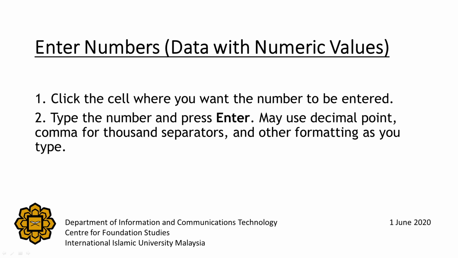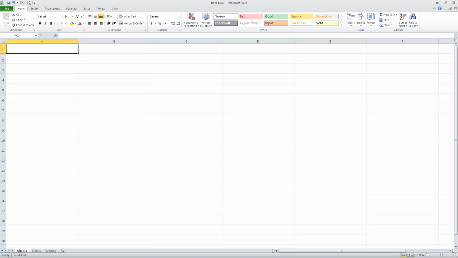So I want to show it to you, the example of entering a number. Here we choose B1 as the cell where we want to enter the number. For example, I type 123456. After you have entered the number, just press the Enter key, and it will display inside your worksheet.